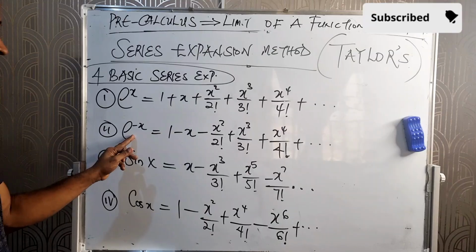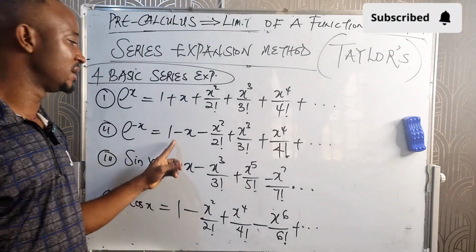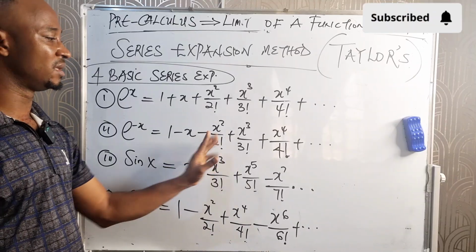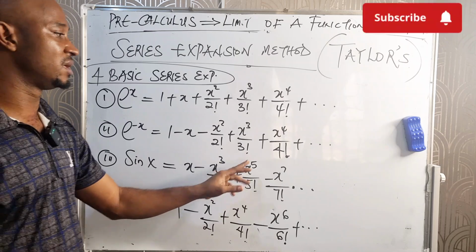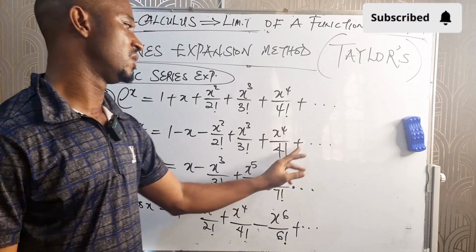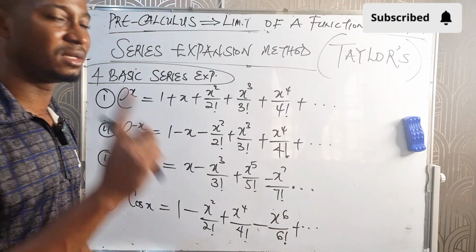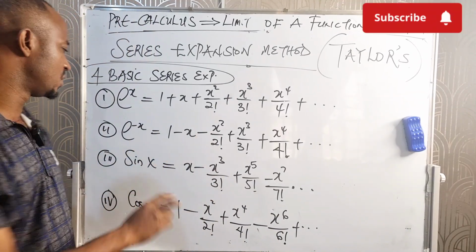Then when we come to this, the same thing applies, but the first term is still 1, and the second is minus x squared over 2 factorial. The rest becomes positive. Here we have plus x cubed over 3 factorial plus x to the 4 over 4 factorial. What will be the next one? Plus x to the 5 over 5 factorial. The only change is the sign. We have minus and minus. That is all under this.